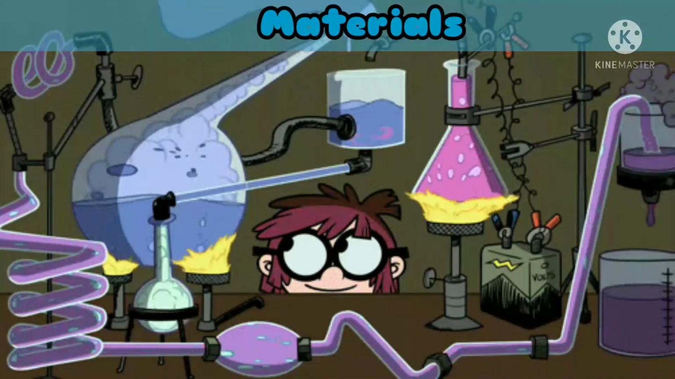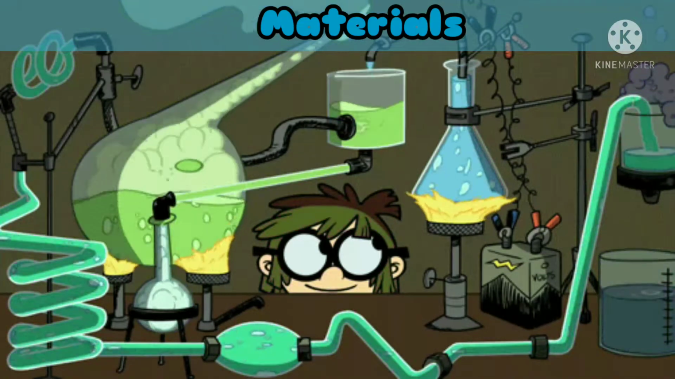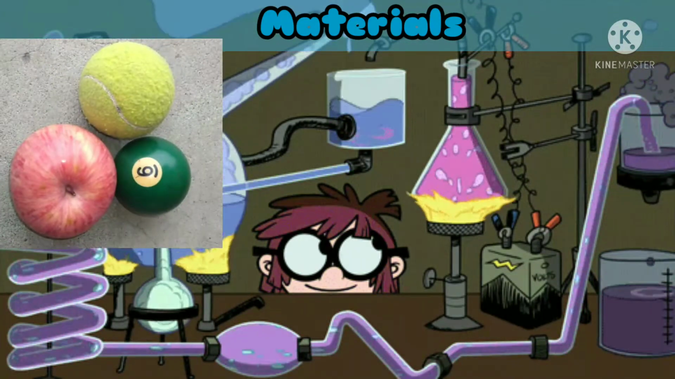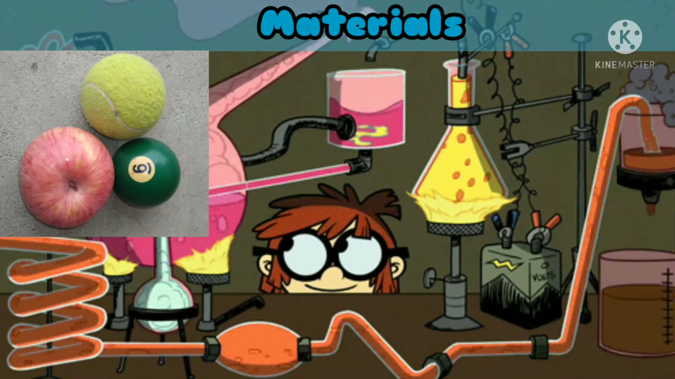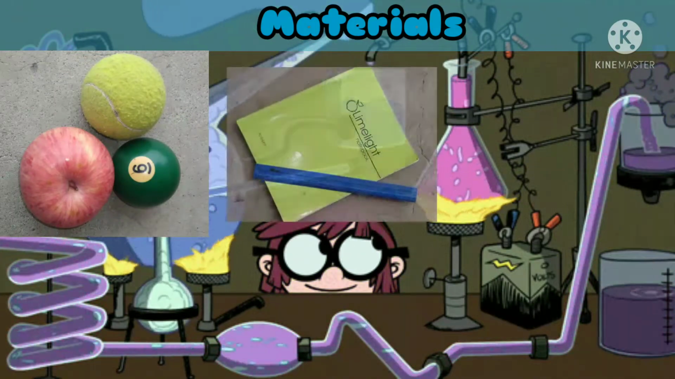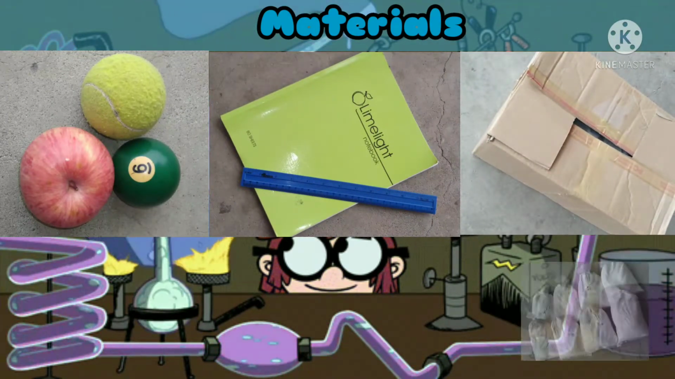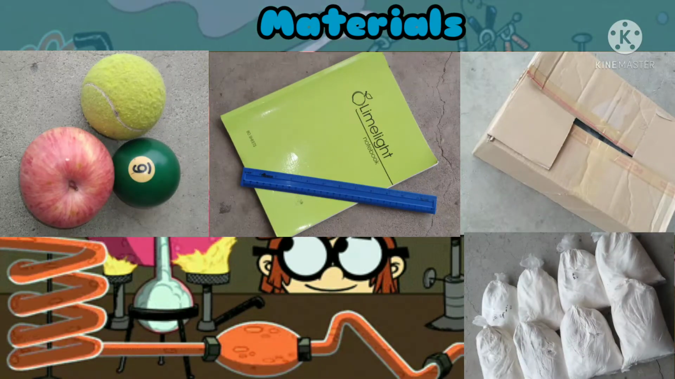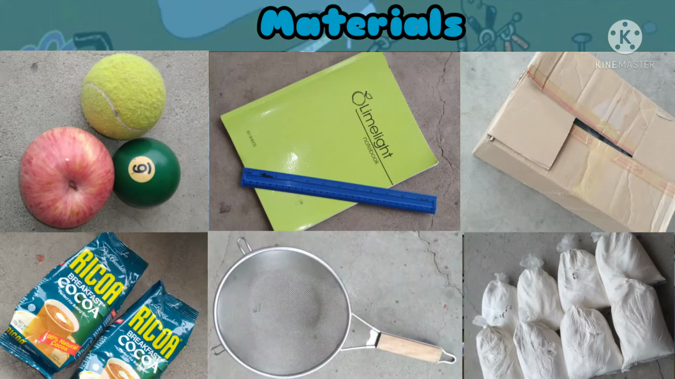Let's begin! The materials to be used for this project are the following. Different size objects that are nearly spherical, such as a tennis ball, billiard ball, and roundish fruit such as an apple. Next are a ruler, cardboard box, flour at least 10 pounds, cocoa powder, flour sifter, and lab notebook.